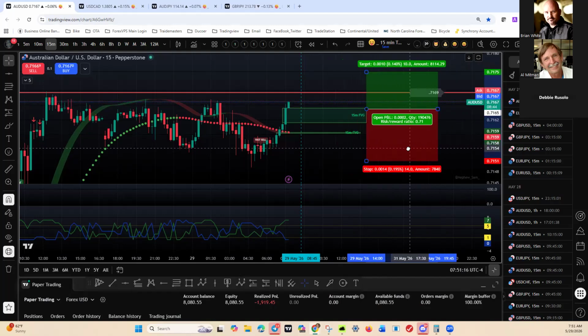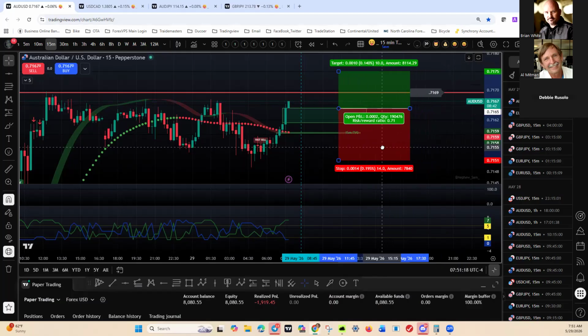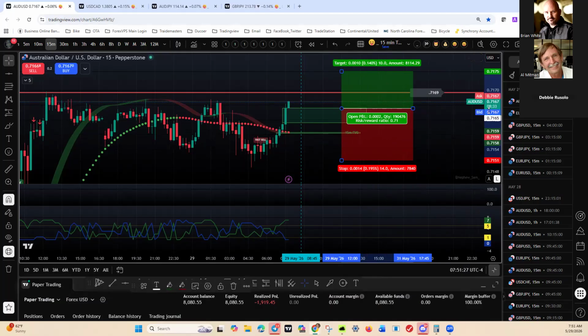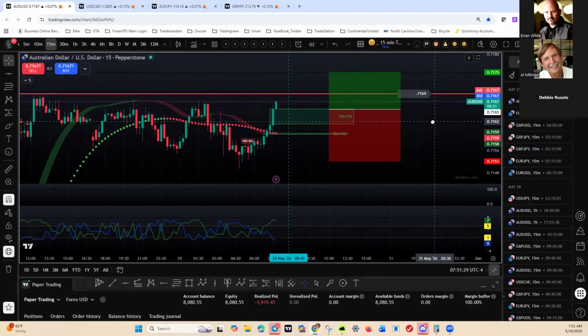Let's just say this thing gives us a signal when this candle closes. How much more time do we have here? We have about another four minutes? We have 8 minutes. Oh, we still have 8 minutes on this 15-minute candle.